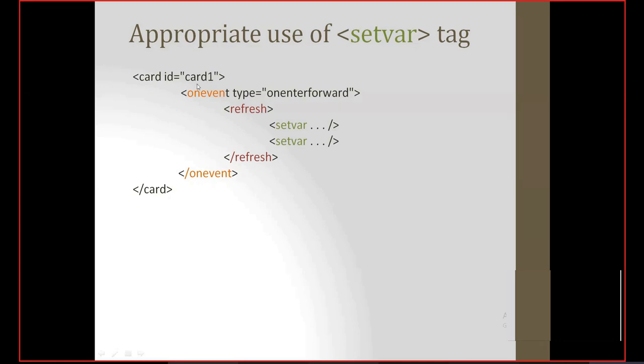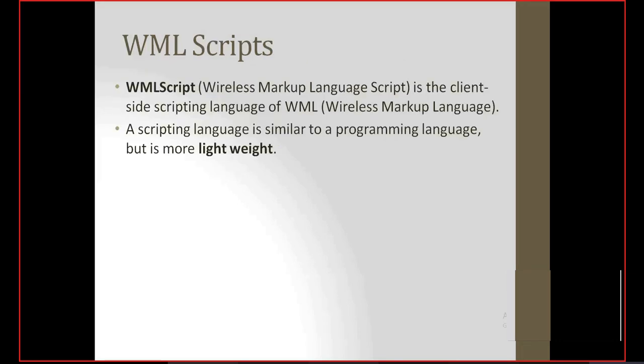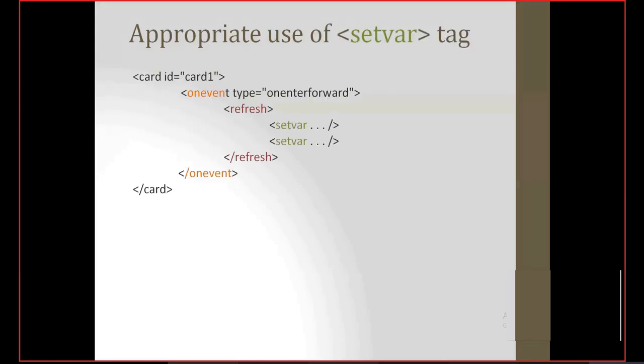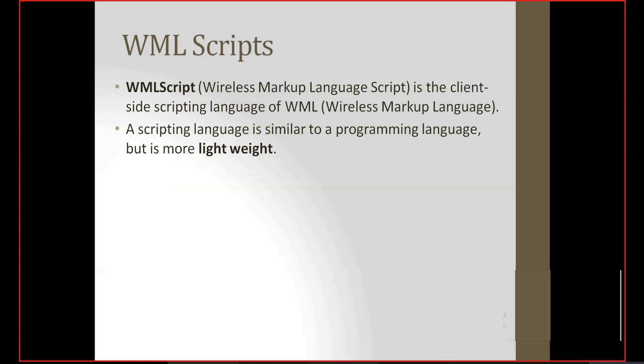If we move back using the browser's back button, if we try to move back to the previous page, then in that case, these variable values won't be set. Understood? So that is how we can use the set var tags with on event and refresh tags. Clear? Fine. Just remember the mechanism. Everything else is the same as we do it in HTML. These few things are different. That is why we are focusing on that.